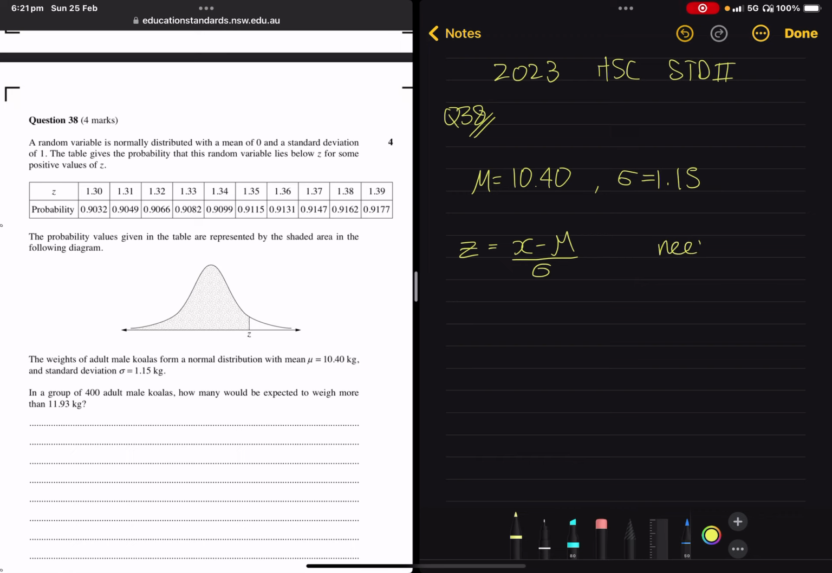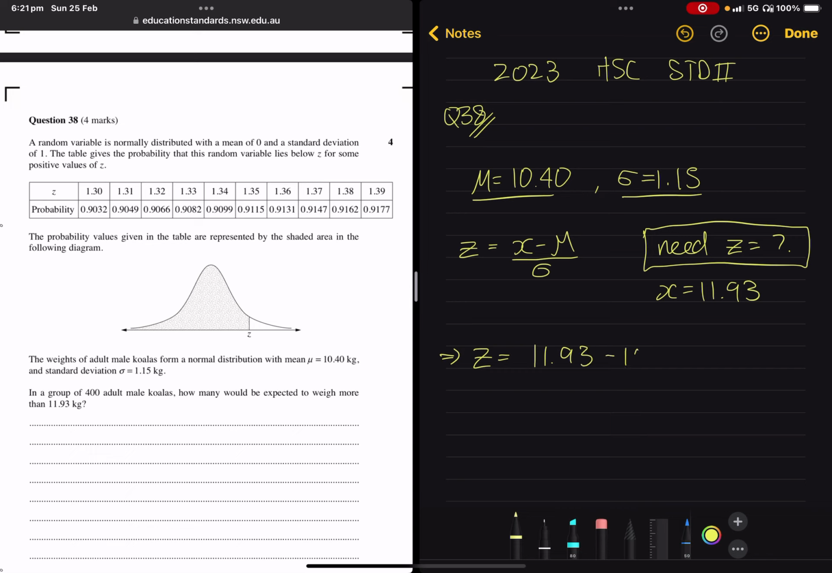Now we need the z-score in this case. Well, we actually don't know the z-score, but we do know the score has to be 11.93. So we know x has to be 11.93. Mu is the mean, which is 10.40. Standard deviation is 1.15. This will help us solve the z-score associated with a koala that has weight 11.93 kilograms. So we plug this all in. This gives us the z-score is 11.93 minus 10.40 divided by 1.15.